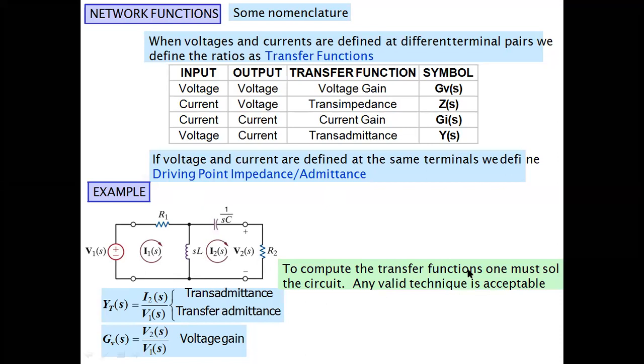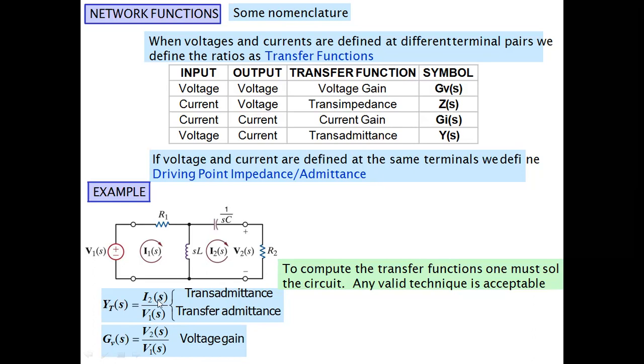To compute the transfer functions, we will require the values of current and voltage for the input as well as for the output. Here, what we are calculating is the transmittance, specifically the trans admittance, which is Yt of S. So we can calculate the trans admittance.